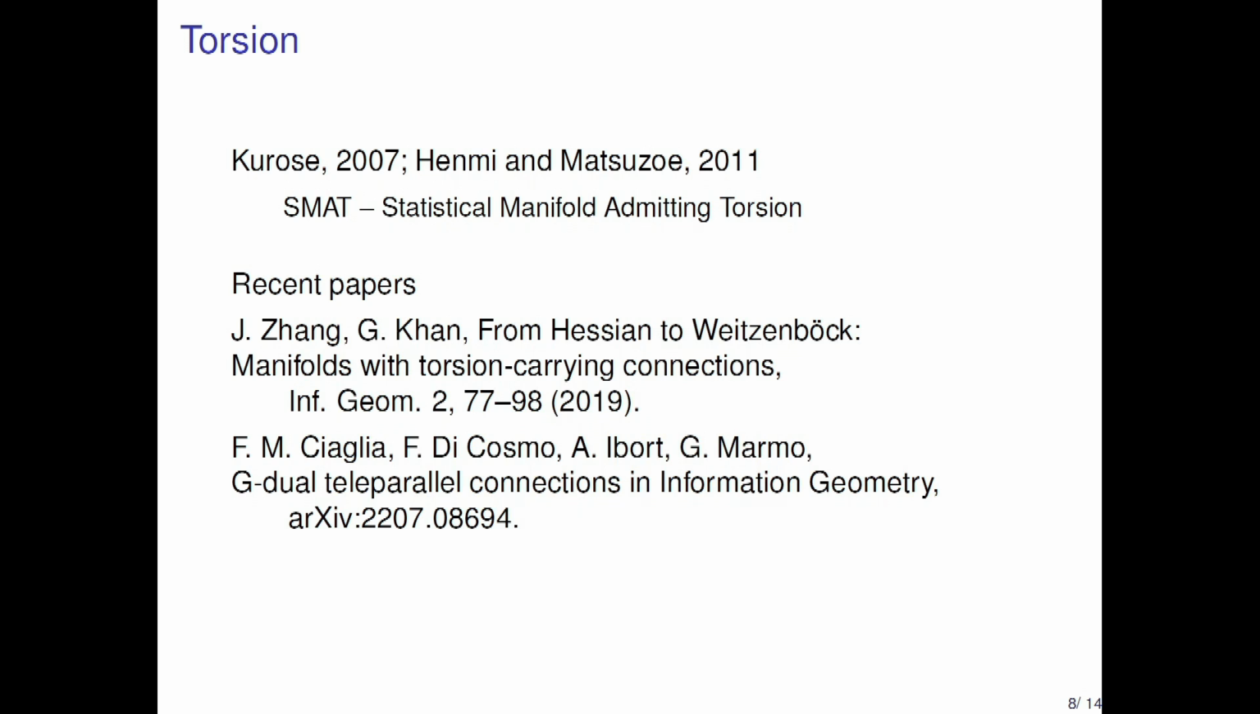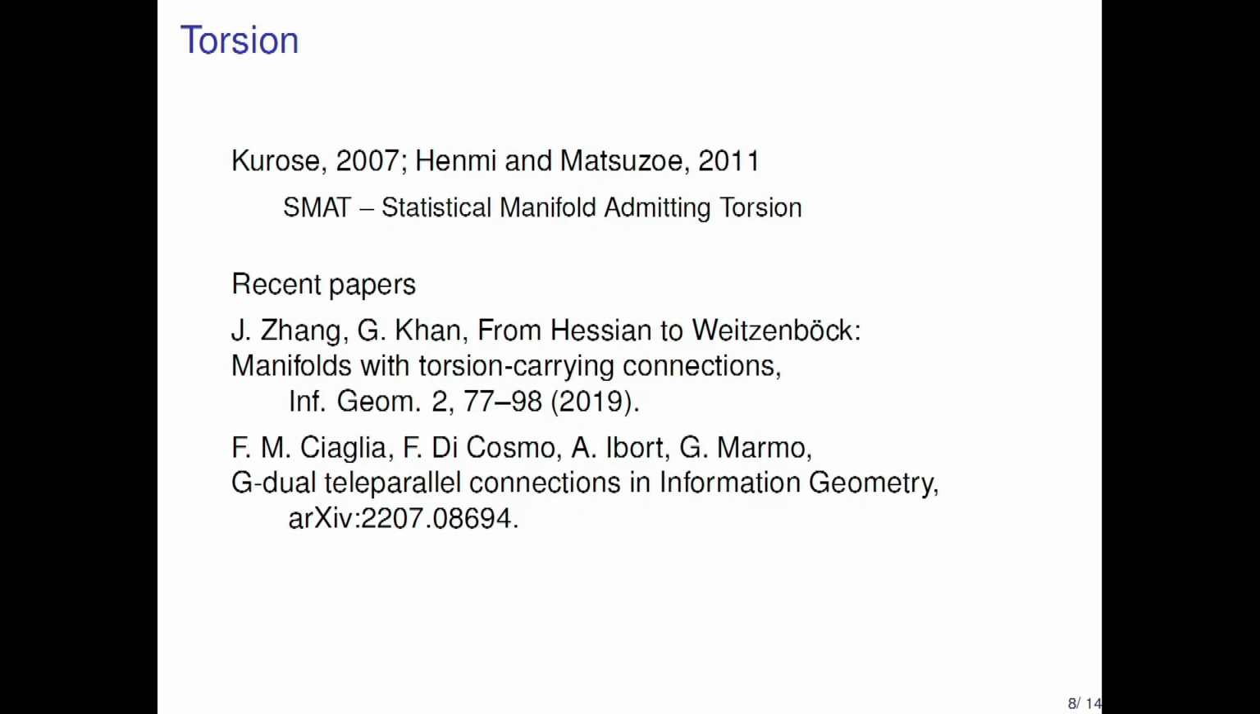Is that it can allow for torsion. That's a main difference with the M connection that I talked about before. And torsion has been discussed in the context of information geometry by Kurose, by Henmi and Matsuzoe. They coined the word SMAT, statistical manifold admitting torsion. Okay. And there are two recent papers I want to mention here.